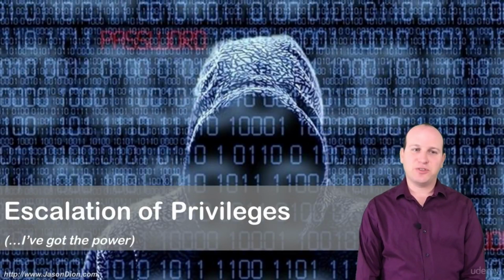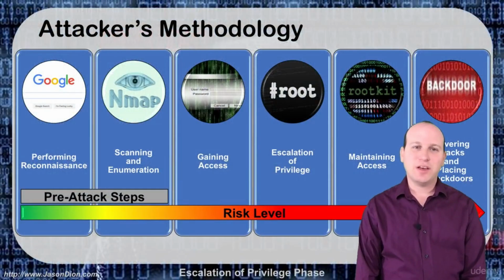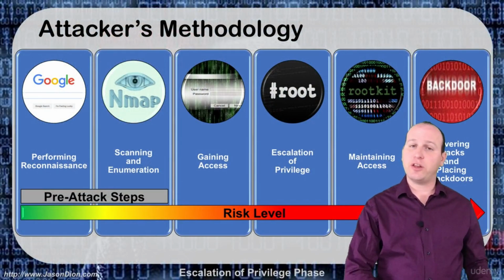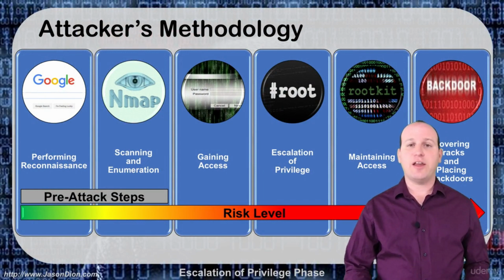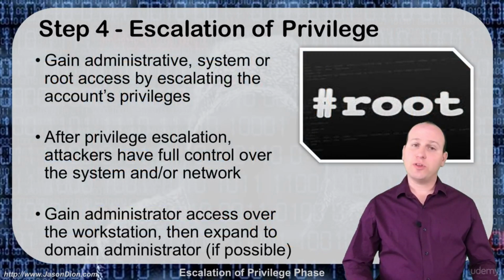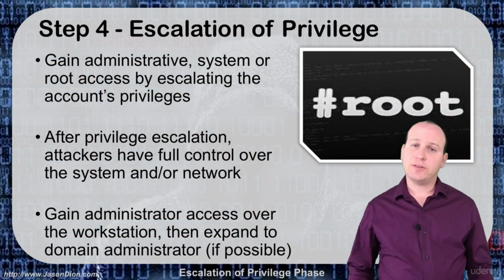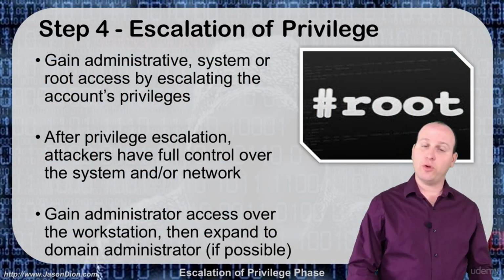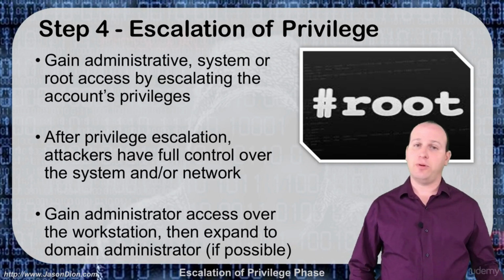Escalation of privileges, or I've got the power. So as we've worked our way through, we've now performed our reconnaissance, we've scanned and enumerated, we've gained our access, and now we're trying to escalate our privileges. We want to go from being a normal user to a system level user and then eventually to a domain admin. So this is our fourth step of the hacking process. It's our escalation of privileges. We're going to gain administrative, system, or root access by escalating our account privileges.